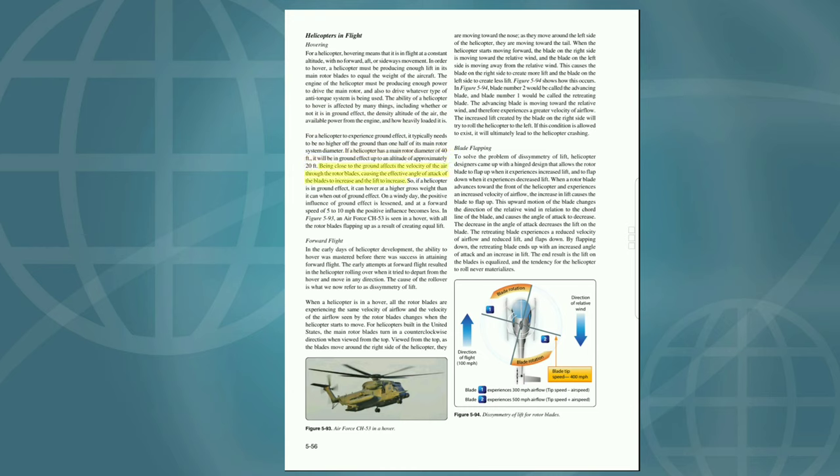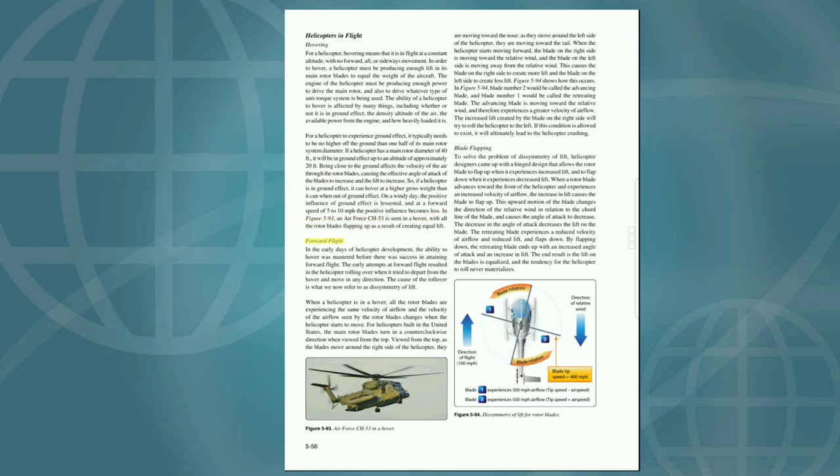Being close to the ground affects the velocity of the air through the rotor blades, causing the effective angle of attack of the blades to increase and the lift to increase. So, if a helicopter is in ground effect, it can hover at a higher gross weight than it can when out of ground effect. On a windy day, the positive influence of ground effect is lessened, and at a forward speed of 5 to 10 miles per hour the positive influence becomes less. In figure 5-93, an Air Force CH-53 is seen in a hover, with all the rotor blades flapping up as a result of creating equal lift.